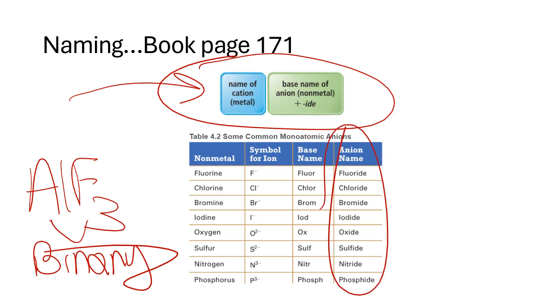So repeat these to yourselves a bunch of times: fluoride, chloride, bromide, iodide, oxide, sulfide, nitride, phosphide. I will take off some points, or partial credit, if it's not the same. Other than fluoride, I always spell fluoride wrong, so I can't take off points. I don't know how to spell it. The rest aren't that bad.